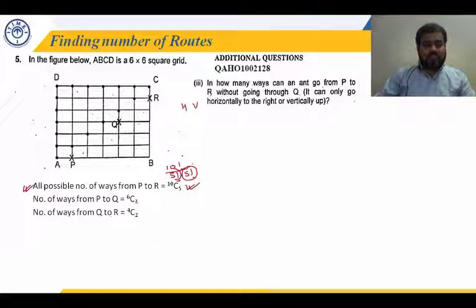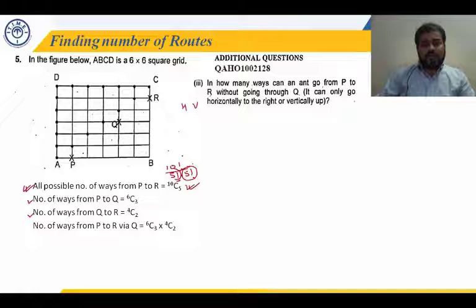Similarly, the number of ways from Q to R will be 4C2. Let's look at Q to R. 1, 2 horizontal steps, 1, 2 vertical steps. So total 4, and out of 4 you select any 2. So 4C2, or you can say 4 factorial by 2 factorial into 2 factorial. So that is the number of ways from P to Q, and the number of ways from Q to R.